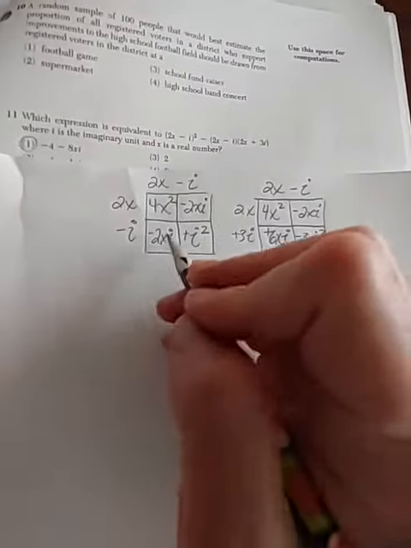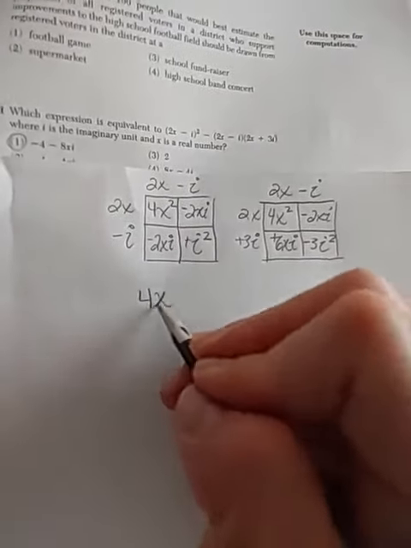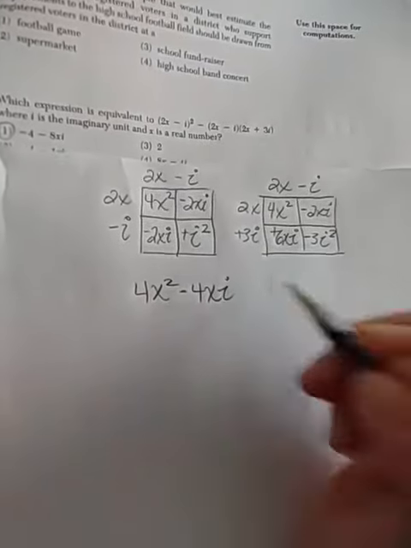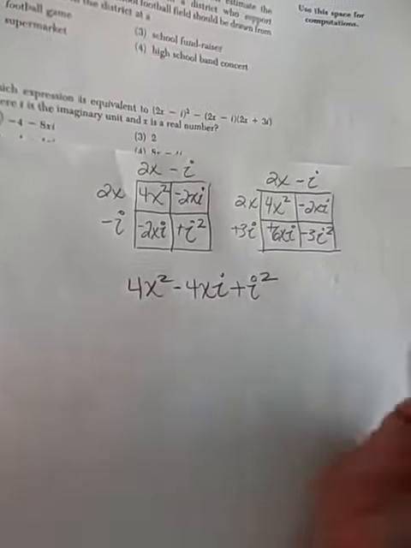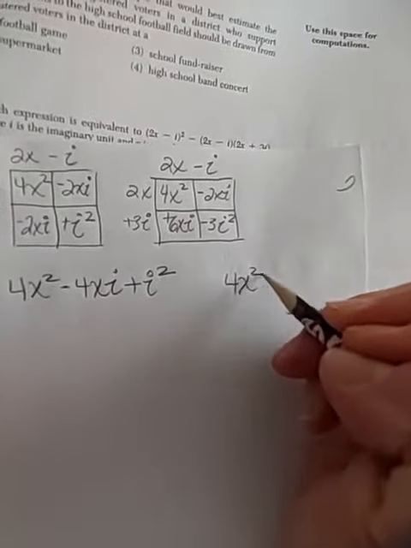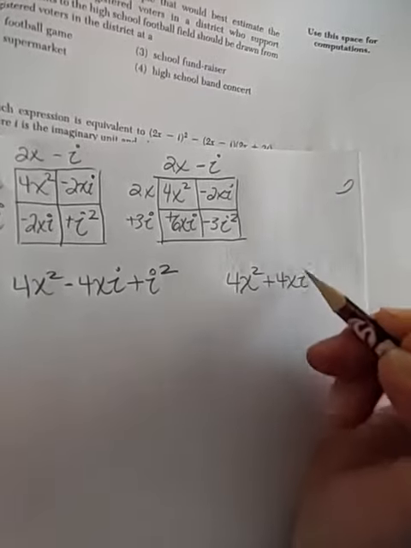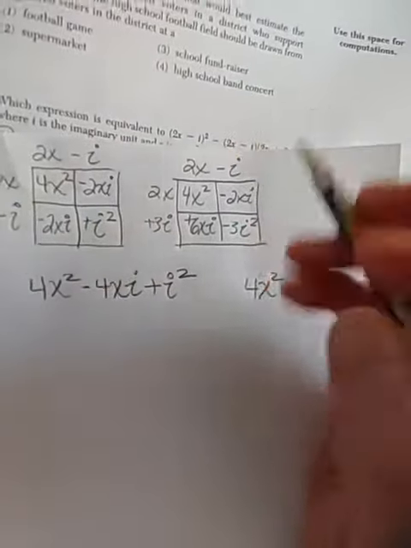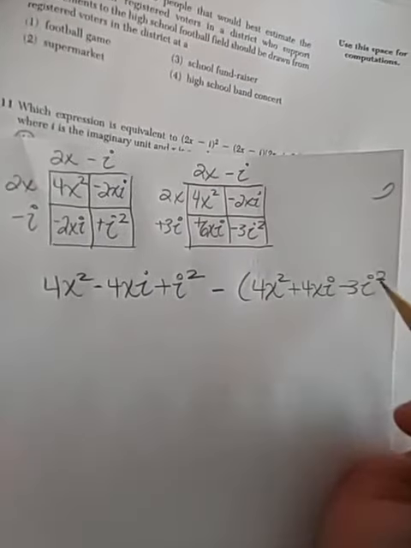So now we have some like terms here. So we have 4x squared, this is minus 4xi plus i squared. This one is 4x squared plus 4xi minus 3i squared. Now, remember there was a minus sign in between the two, so I have to put a minus sign here.